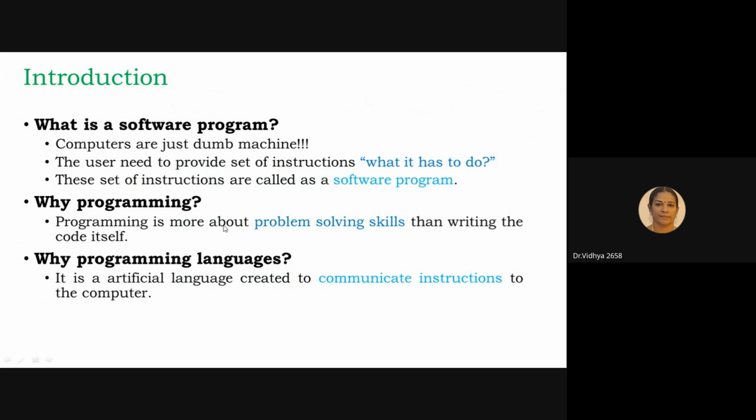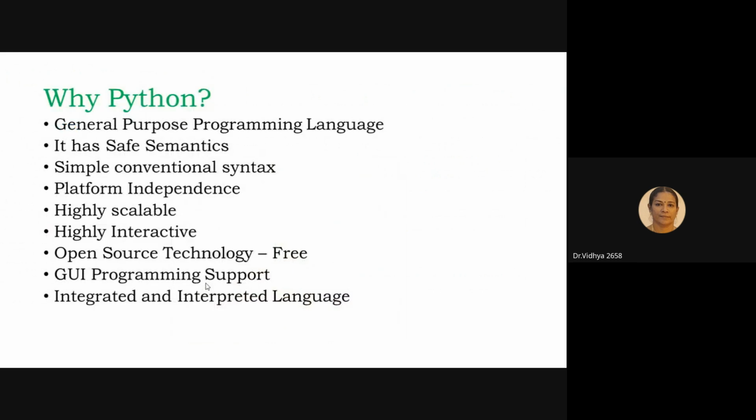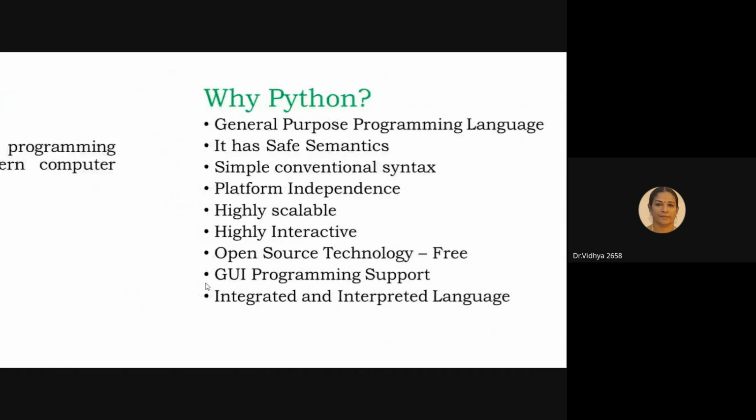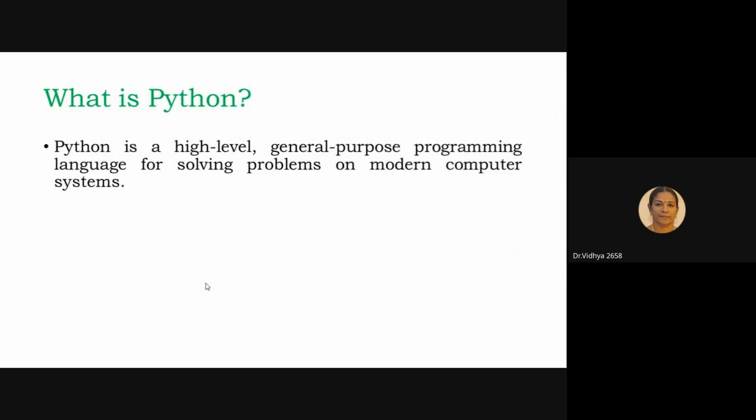Then, why programming? Programming is more about problem-solving skills than writing the code itself, so we are in need of programming. Programming languages are basically for communicating instructions to the machine. In order to communicate instructions from the human to the machine, we need these programming languages. Then Python. This particular language, Python, is a high-level general-purpose programming language for solving problems on modern computer systems. It is basically a high-level language.